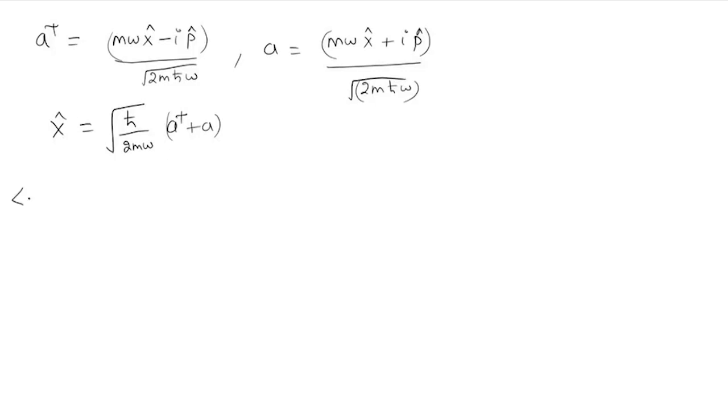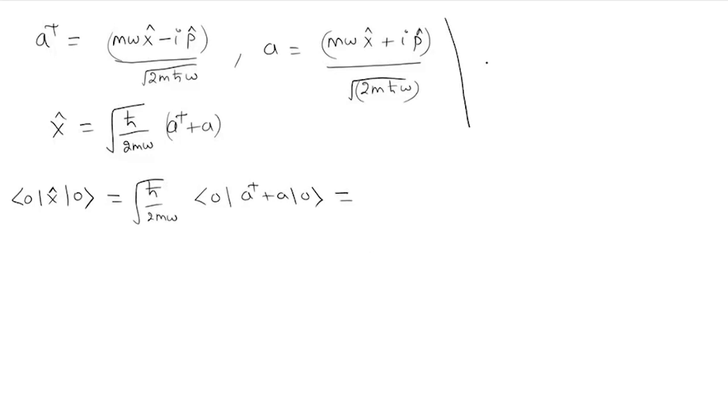Now, if you are interested in looking at this, you can use this. So this says some constant. Constant is whatever it is, ħ over 2mω. I'll write it for clarity: a† plus a. Does anyone know what this is?